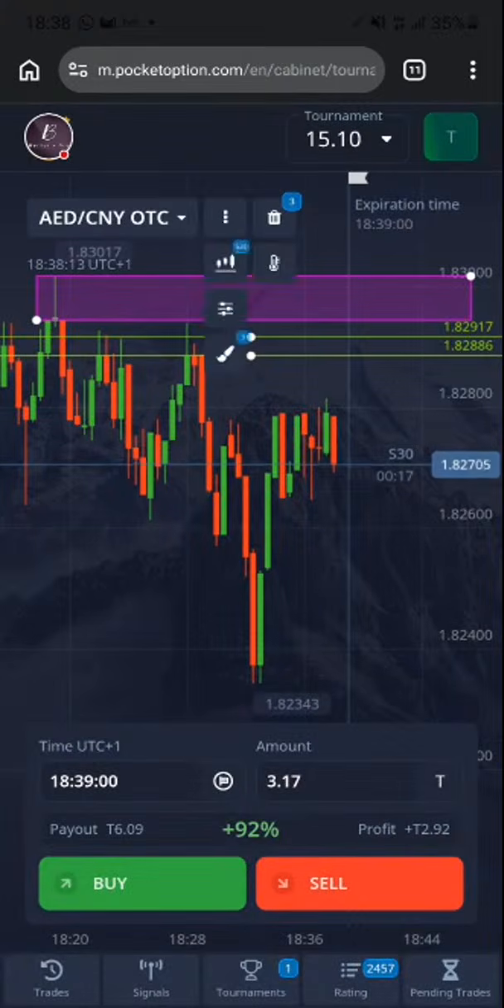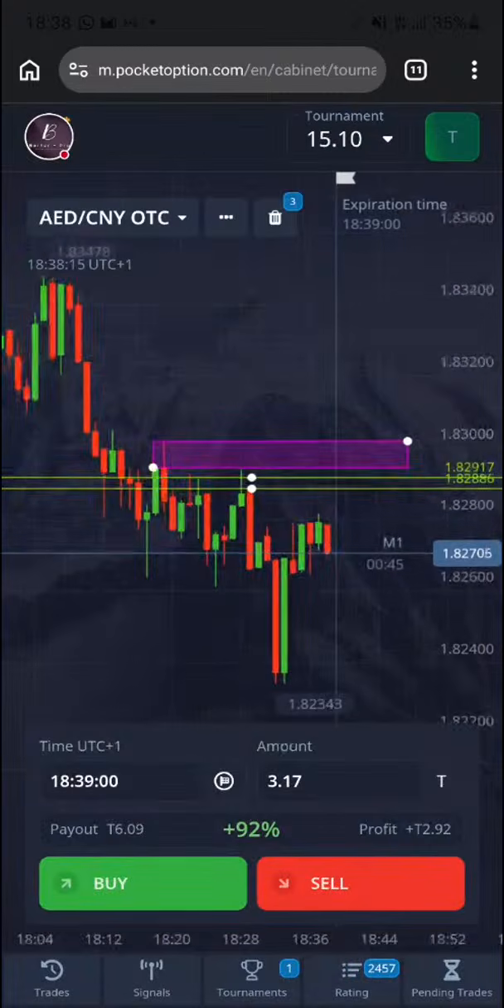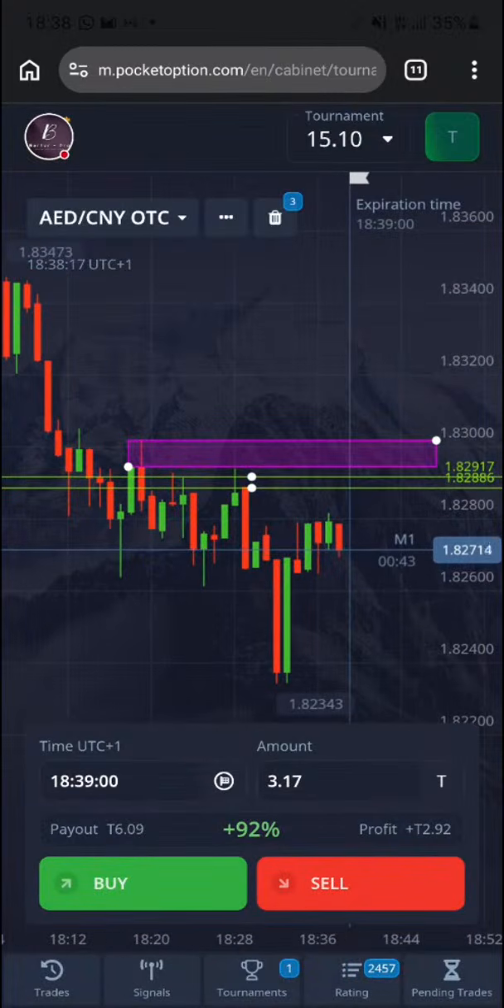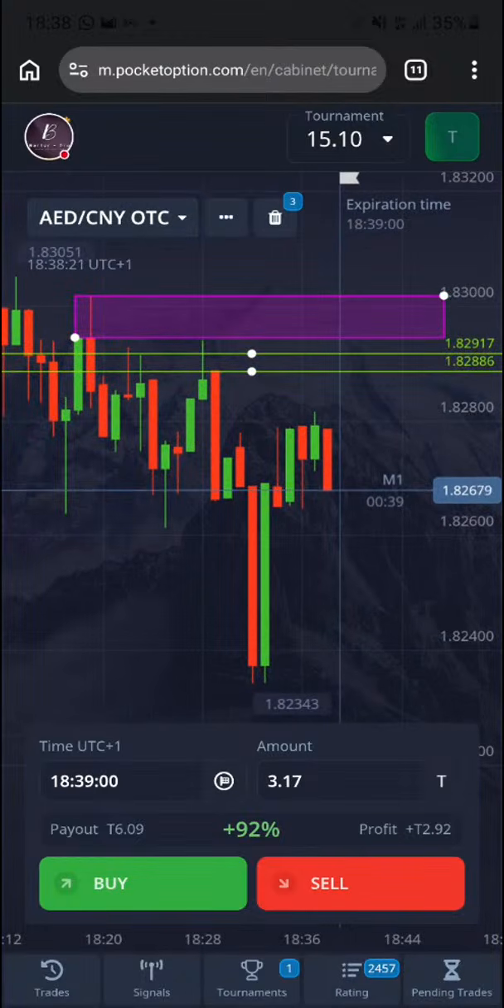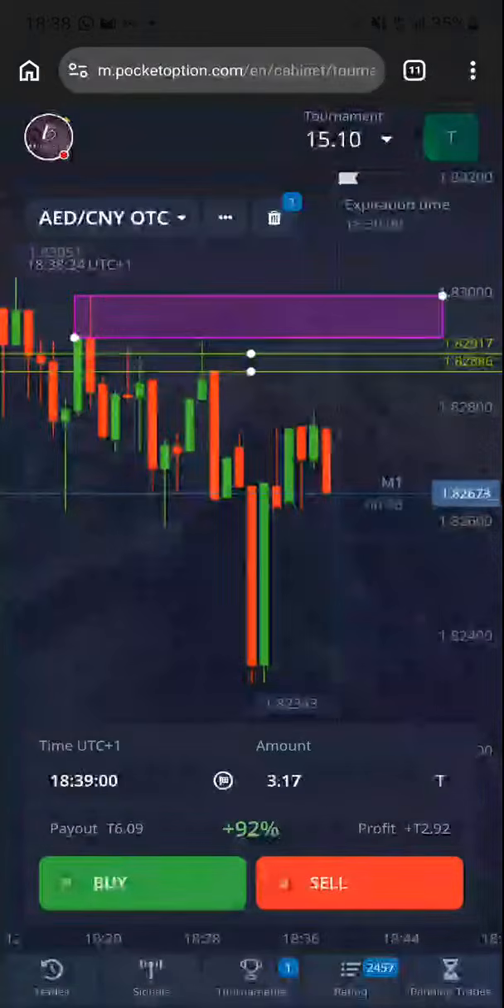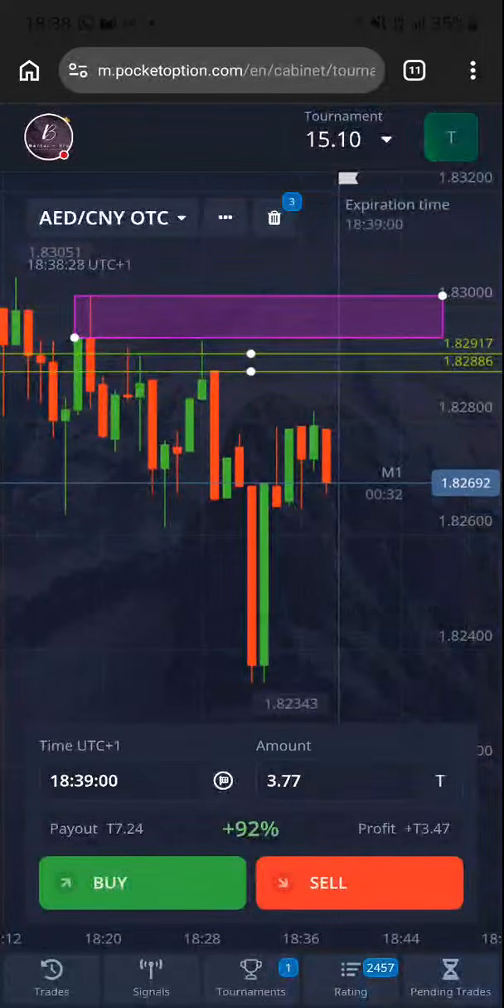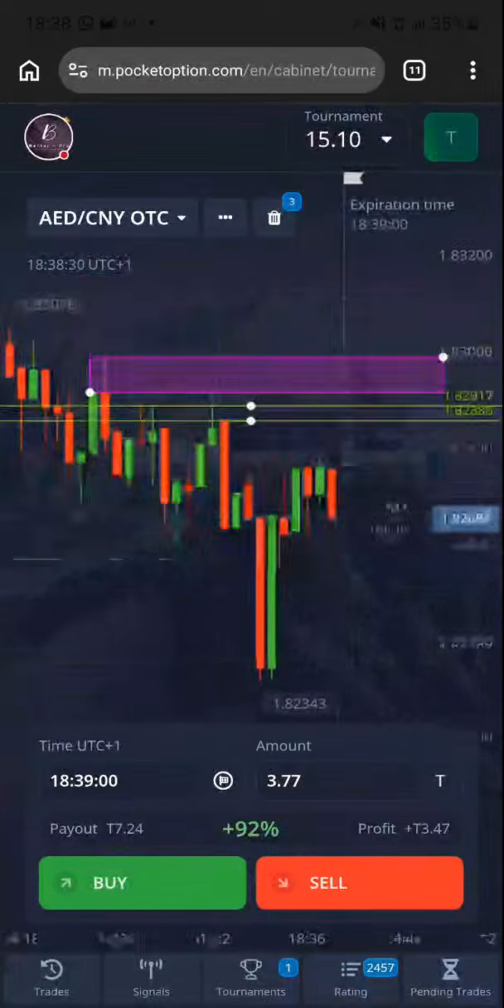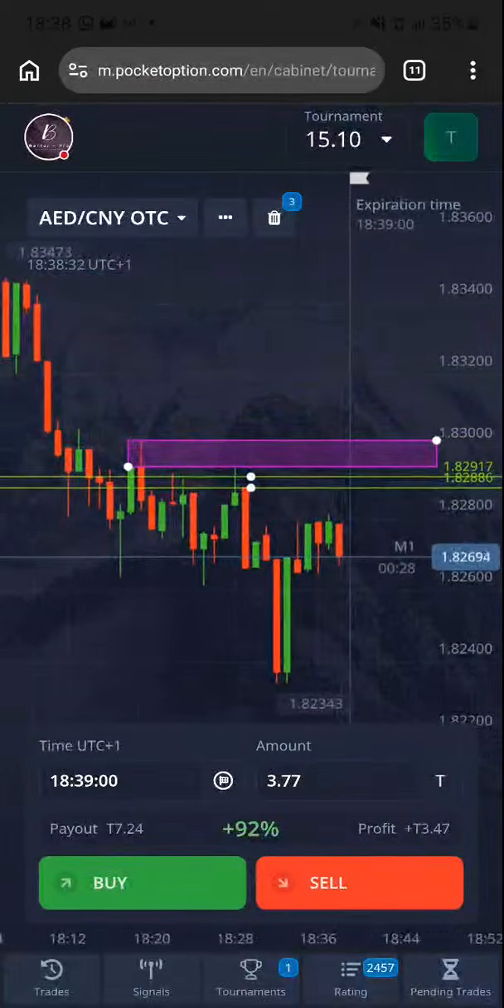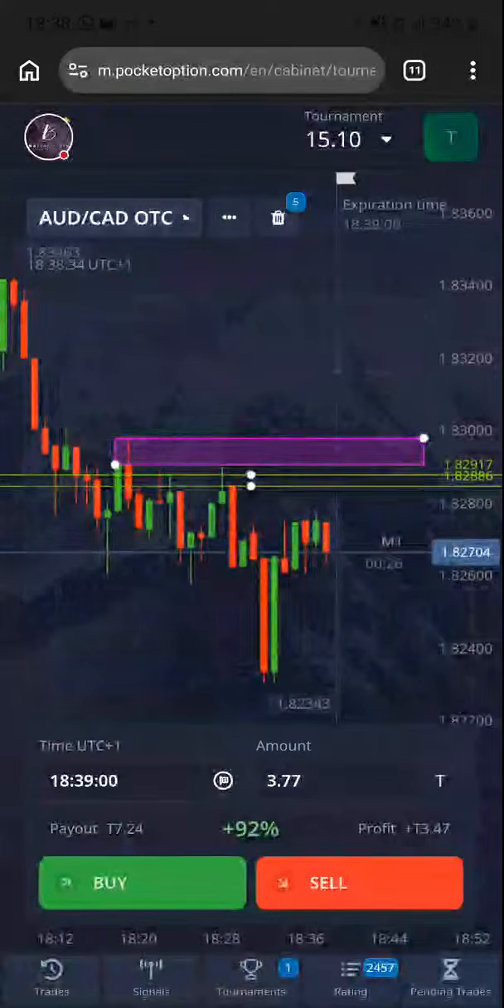Good. Let's go back to M1. If price breaks this level now, we can go with the sellers. So you can see you have to just keep taking your trades according to your strategies. You should not take random trades because we are losing. You should not.